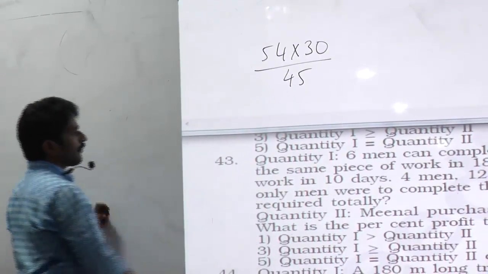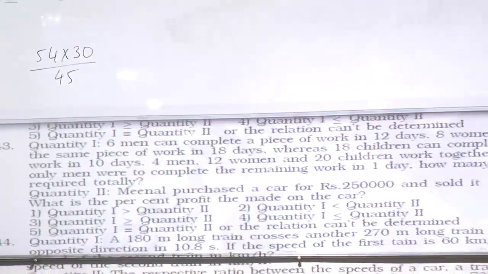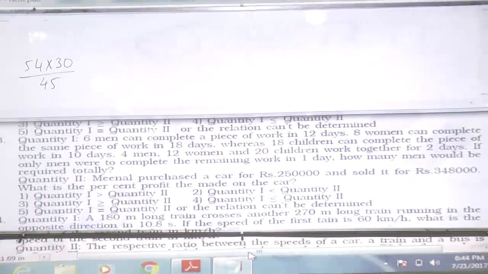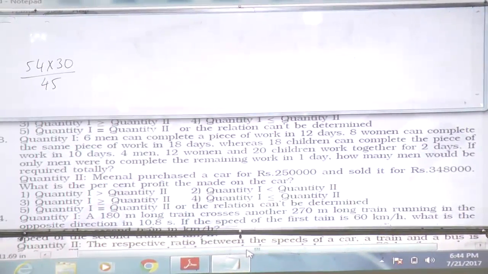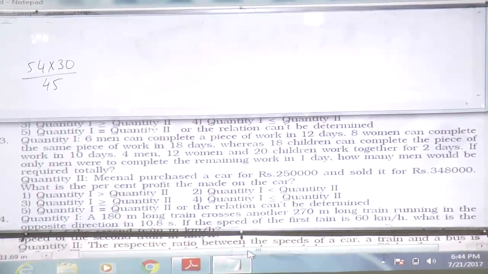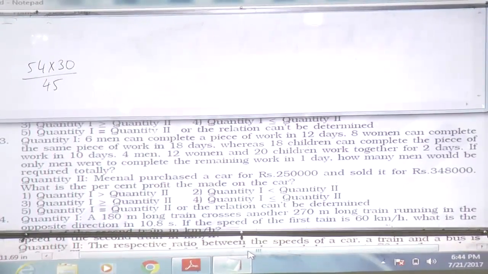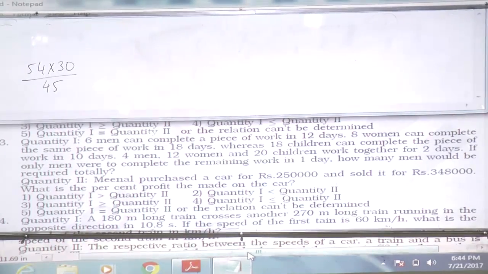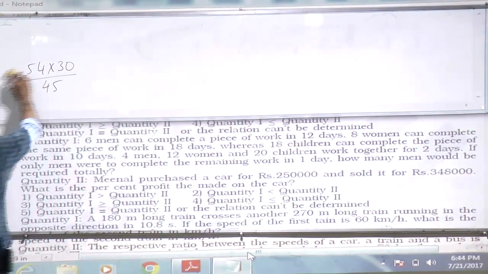Question 43. 6 men can complete a piece of work in 12 days. 8 women can complete the same piece of work in 18 days, whereas 18 children can complete the same piece of work in 10 days. 4 men, 12 women, and 20 children work together for 2 days. If only men were to complete the remaining work in 1 day, how many men would be required in total?